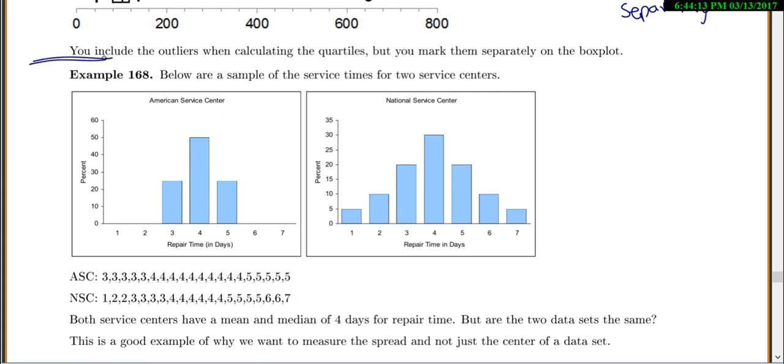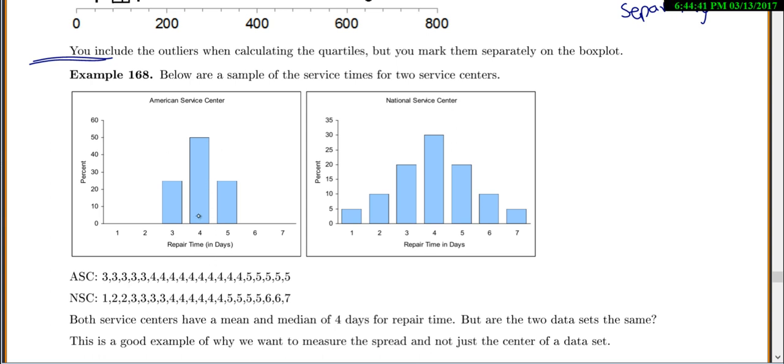Then we're going to kind of switch gears just a little bit here. So below we have a sample of service times for 2 different service centers. You can see the repair days. So my first garage is going to take between like 3 and 5 days. Seems like it's pretty consistent, 3 to 5 days. The National Service Center, though, has it spread out from between 1 day all the way up to 7 days. You can see the actual numbers, 3, 3, 3, 4, 5. Those are the actual data sets.